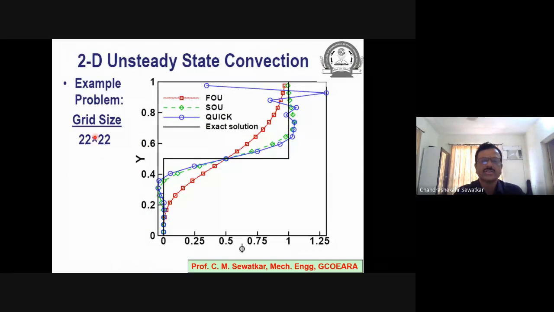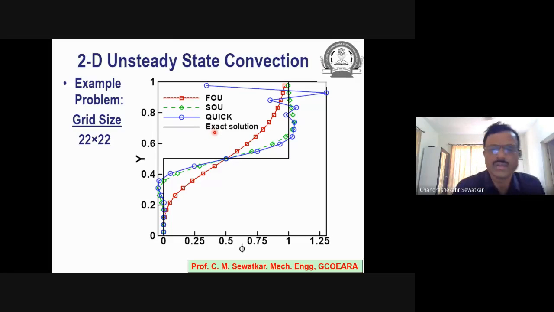The grid size is 22 by 22. You can see my FOU convection scheme. The results are shown by red line. SOU is shown by green, and quick is shown by blue. The exact solution is by black line. You can see the quick convection scheme gives me the solution which oscillates far away from that of the exact solution when my grid size is 22 by 22.